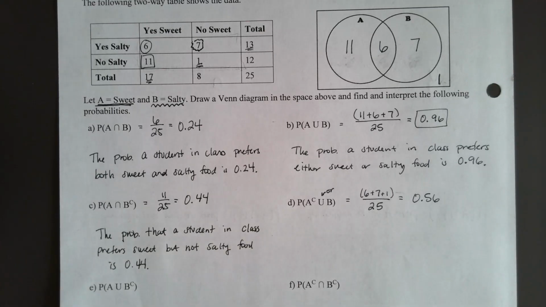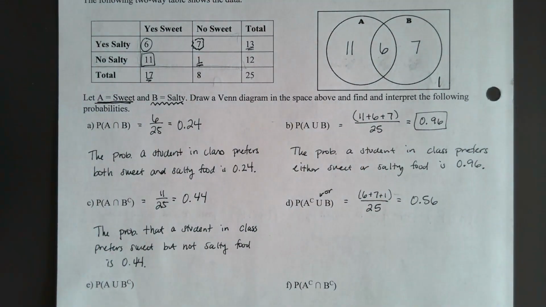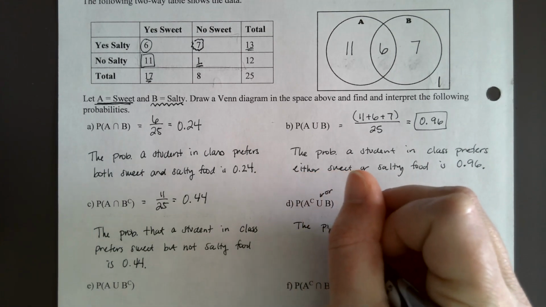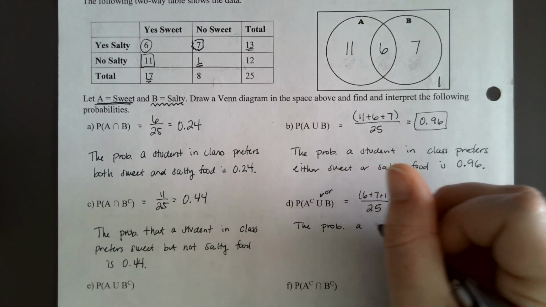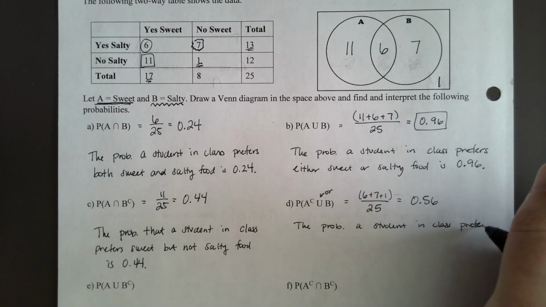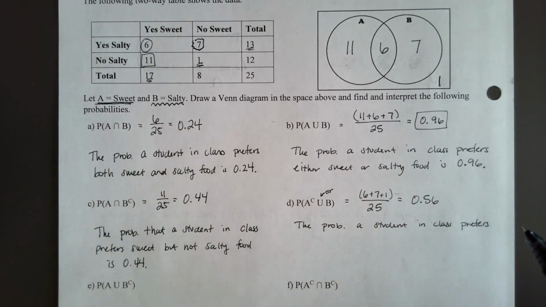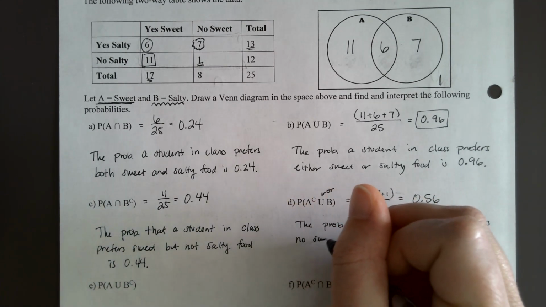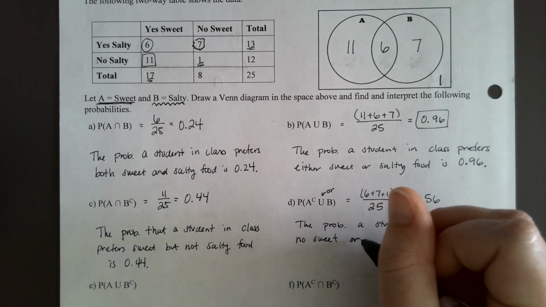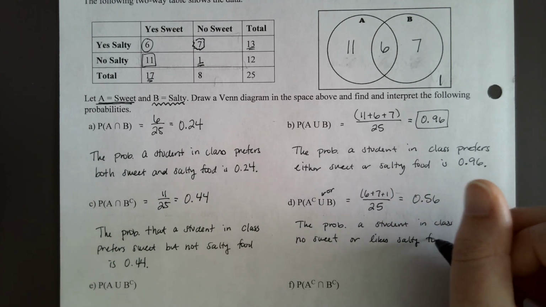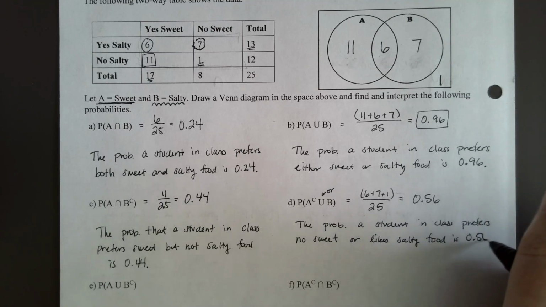So once again, utilize your Venn diagram, or just use your two-way table and know your formulas that we talked about in the past. Totally up to you. All right, but this is the probability, because we have to interpret still. The probability a student in class prefers not sweet foods, so no sweet, or likes salty food. And that is 0.56.